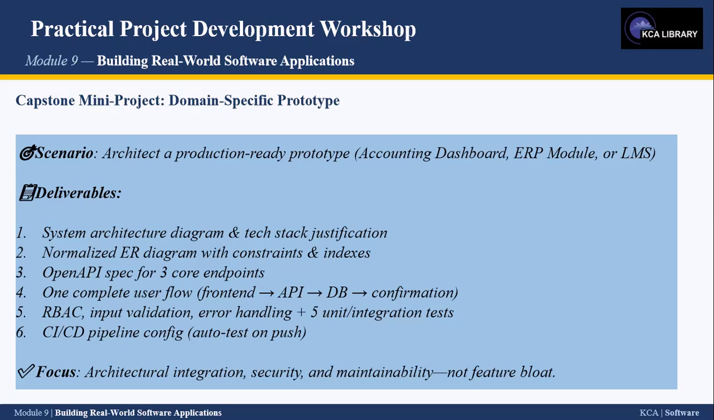The deliverables expected are a system architecture diagram and tech stack justification, a normalized ER diagram with constraints and indexes, OpenAPI specifications for 3 core endpoints, 1 complete user flow, RBAC, input validation, error handling, 5 unit and integration tests, and CI/CD pipeline configuration for auto test on push. Architectural integration, security, and maintainability are not feature blocks. This is your opportunity to demonstrate end-to-end engineering competence.